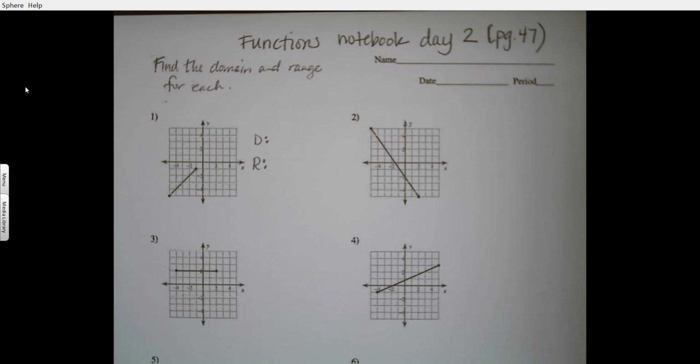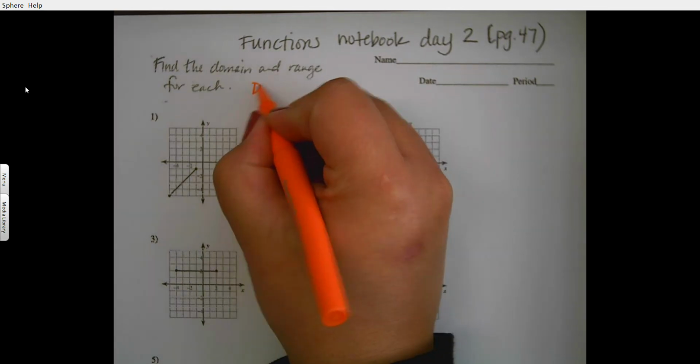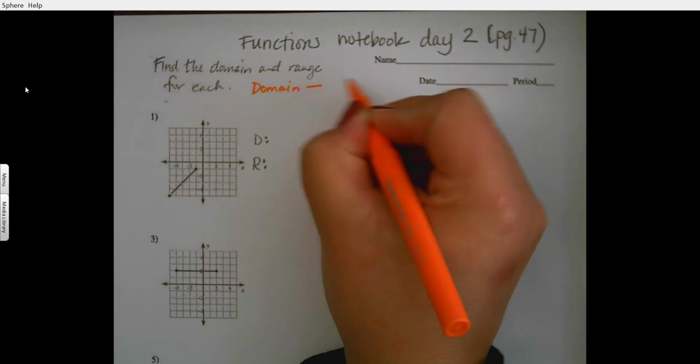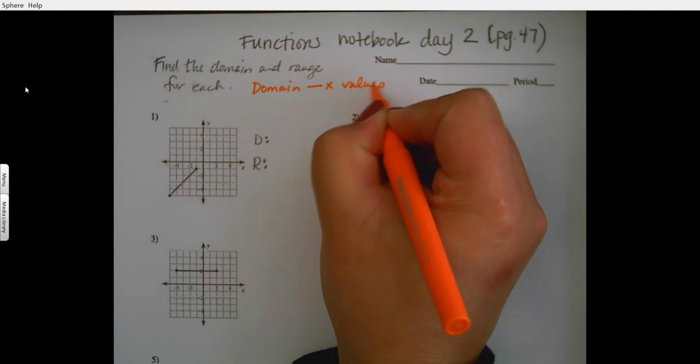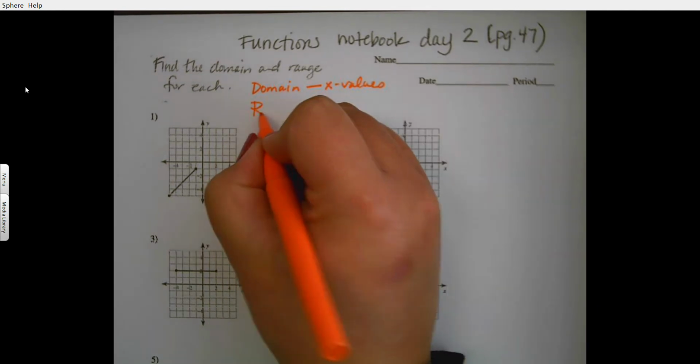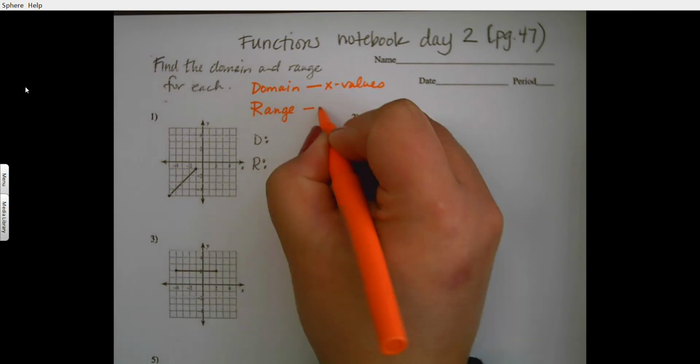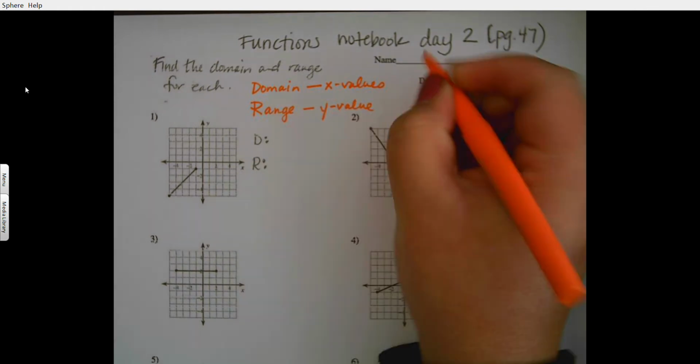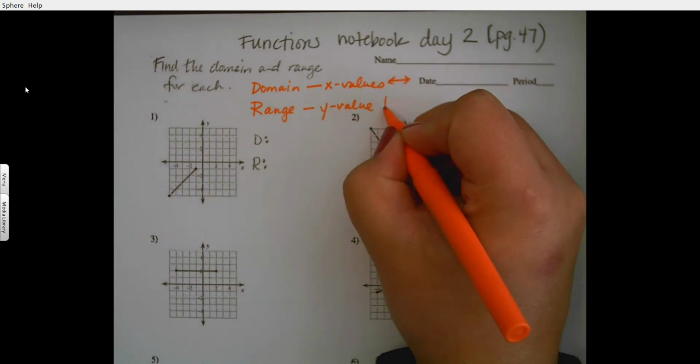Okay, there's a couple things you have to remember. Domain, X values. Okay, range, Y values. So left to right and up and down.